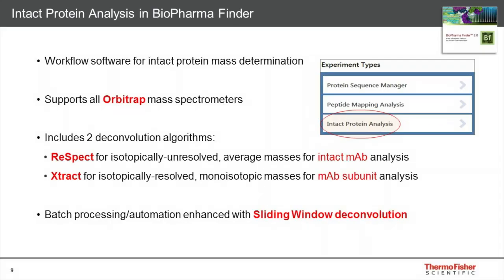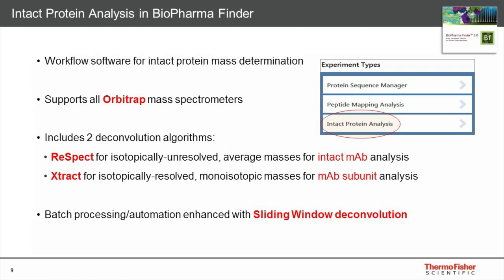Okay, so this software supports all Orbitrap mass spectrometers. Actually, it supports ion trap mass spectrometers as well, but the difference in resolution will obviously give you different kinds of data. Ion traps being low resolving instruments and therefore not capable all the time of achieving the same kinds of results that you might get on an Orbitrap.